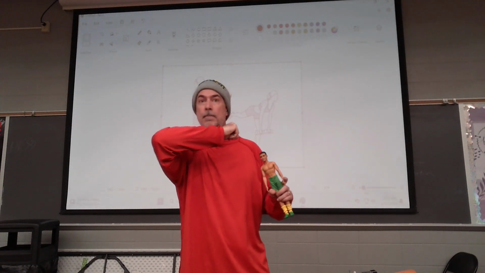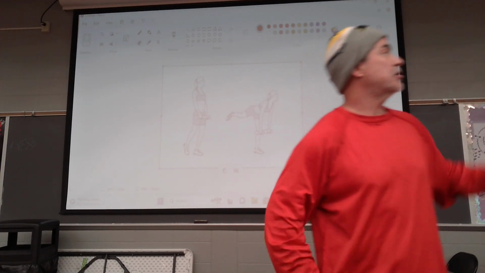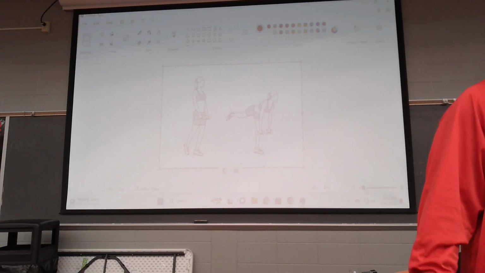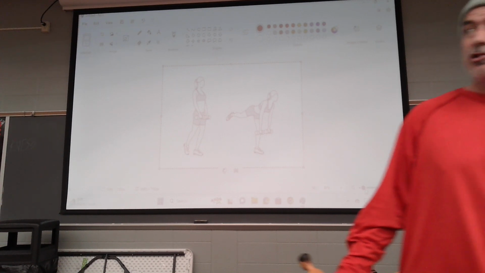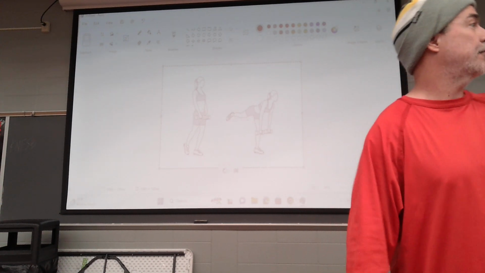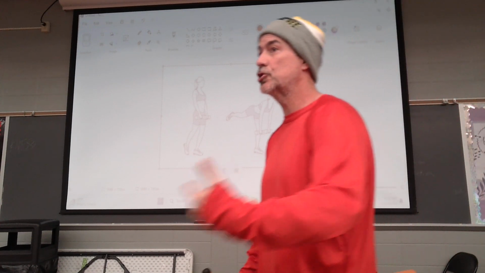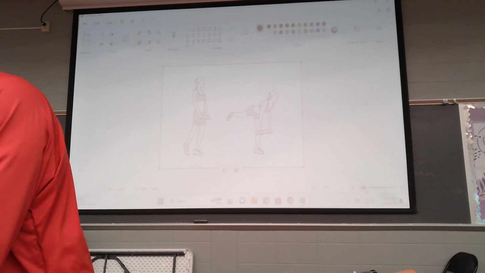Flexion. Good. What's the new position of the left hip on the right? Flexed. The position is flexed. The motion to go from anatomical to being flexed is flexion. You see the difference? Flexed is where you're at. Flexion is how you get there.